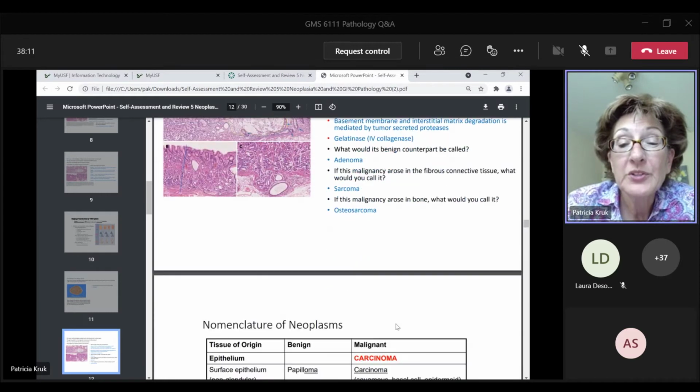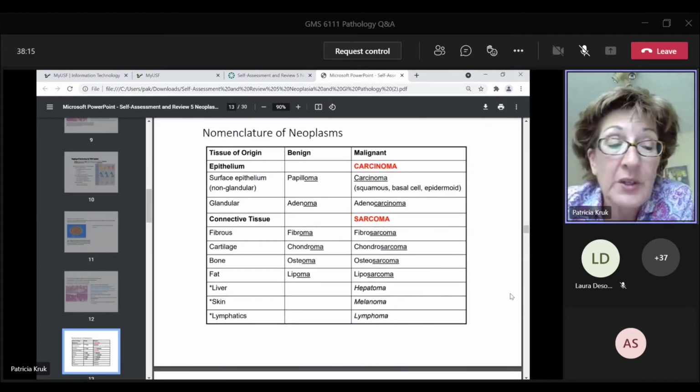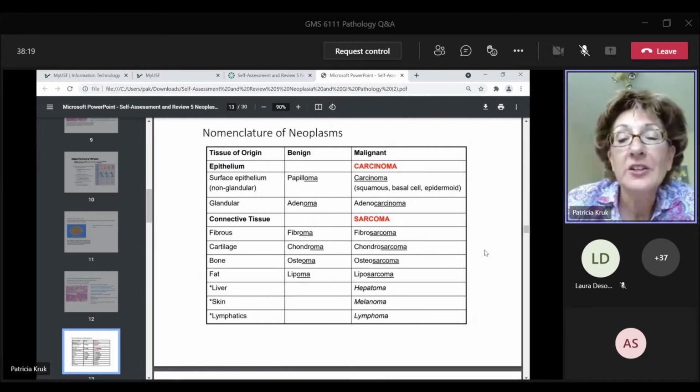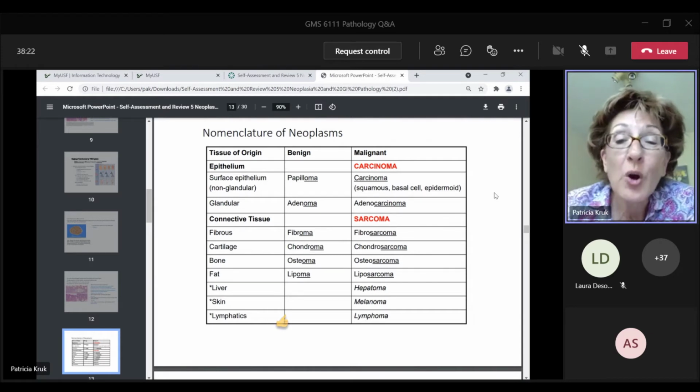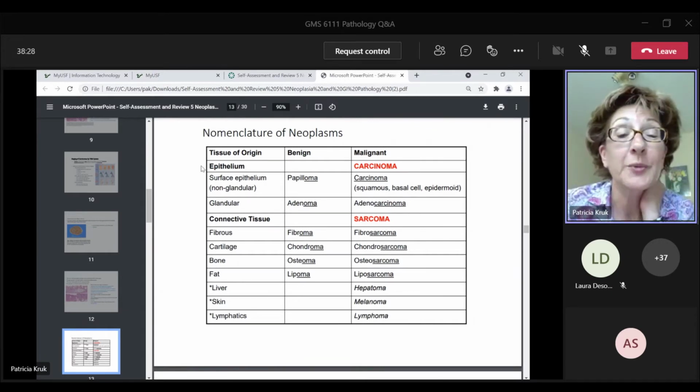I don't know if anybody was confused with the nomenclature. Is everybody all right with nomenclature? Yes, no, maybe? Yes. Okay, good. All right. Remember, it's the overall OMA rule. Everything ends in OMA. And the majority of cancers are going to arise from epithelial tissues or connective tissues.